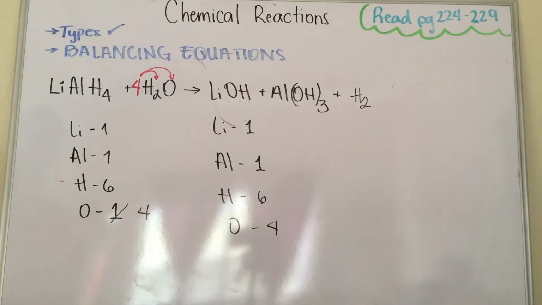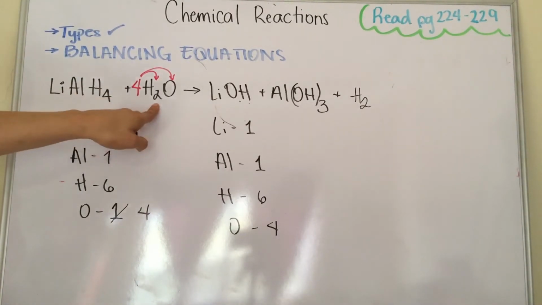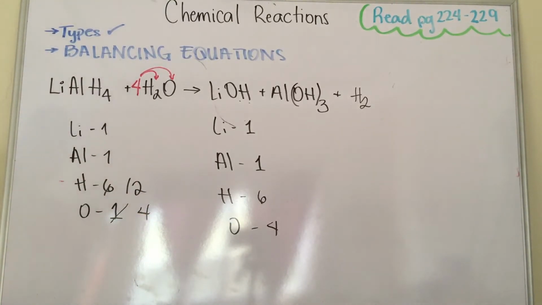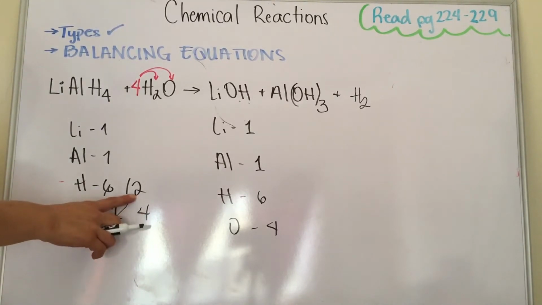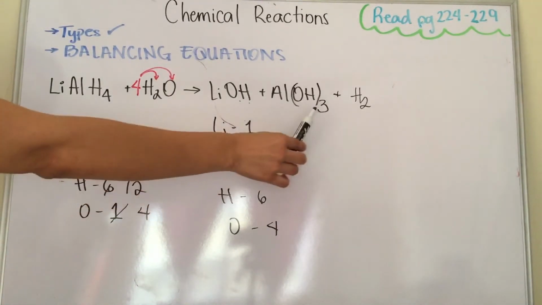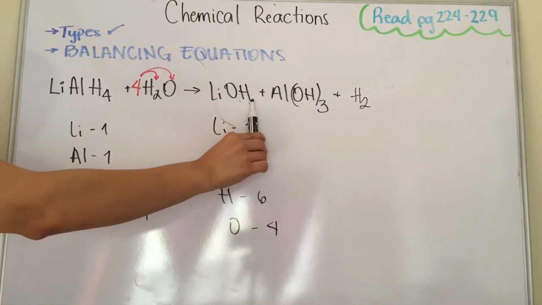All right, now what happened with the hydrogen? I had 4 here. 4 times 2, 8. So now I have 12. All right. Now oxygen's good. I have 12 hydrogens here and I have 6 here. So I have 3 hydrogens plus 1's 4.